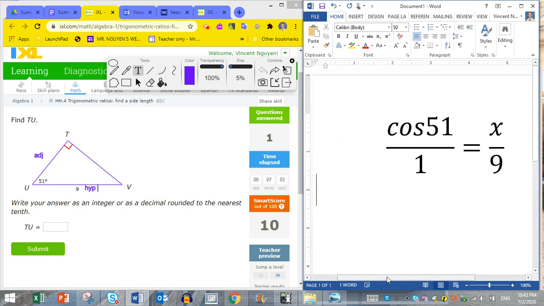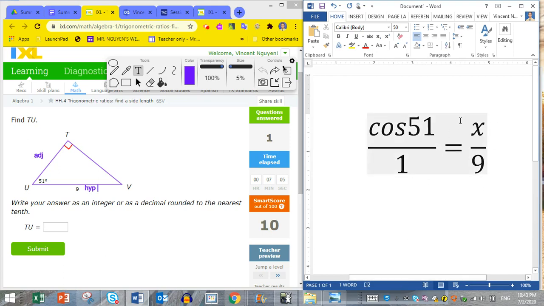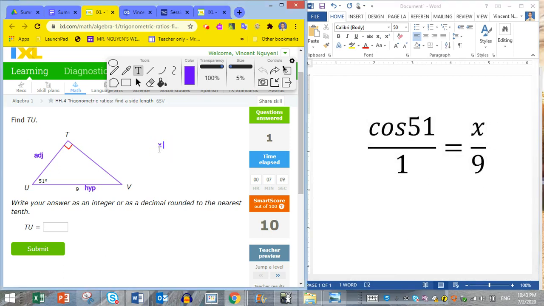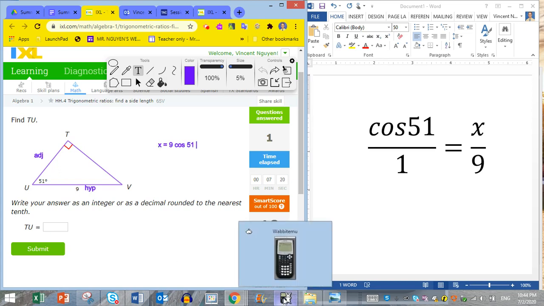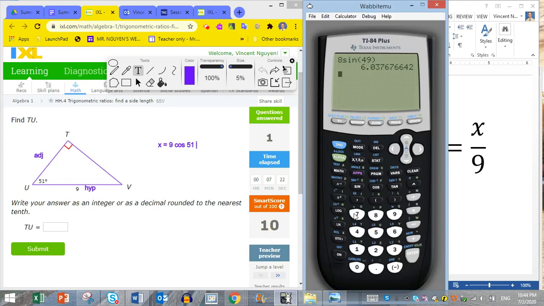Sorry, I'm moving that thing around, confusing you. X times 1 is x, right? So we're just going to have x equal, which is segment TU, 9 times cosine of 51, right? So you can actually type that into a calculator again, and then we'll get our answer, okay? So we're going to do 9 and then cosine 51. You don't even have to put the multiplication sign, okay?